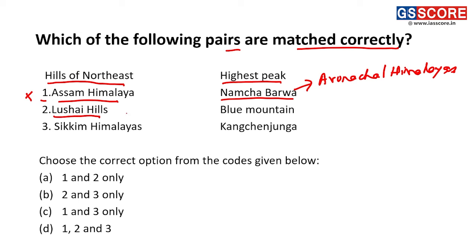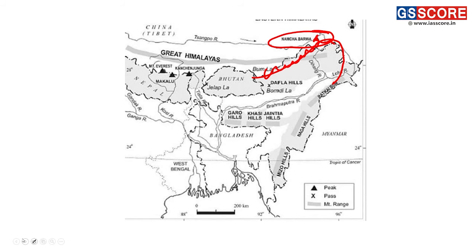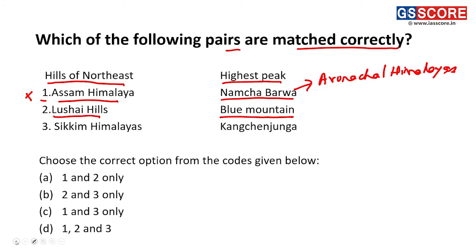Statement 2, the Lushai Hills consist of the highest peak as the Blue Mountain. Here we can see the Lushai Hills, also called the Mizo Hills, and the Blue Mountain is present here. Thus, it is the highest peak of the Mizo Hills, also called Lushai Hills. So this statement is correct.